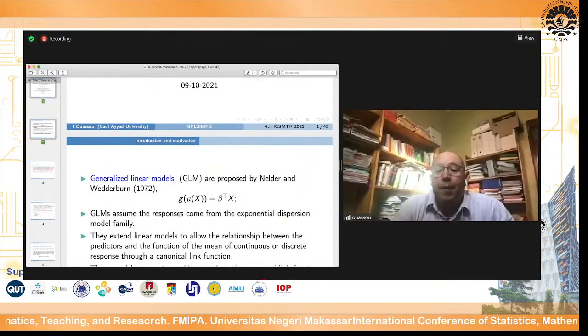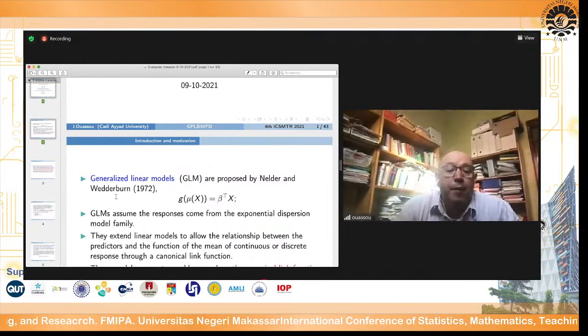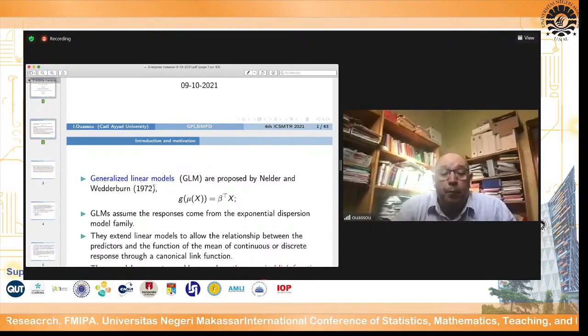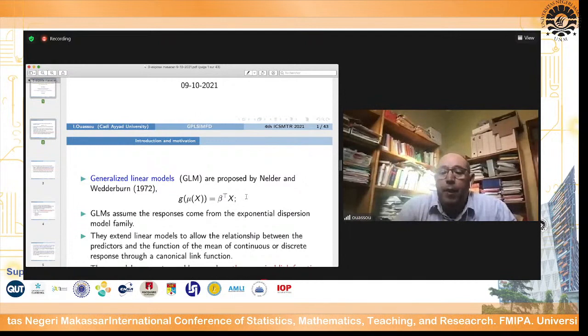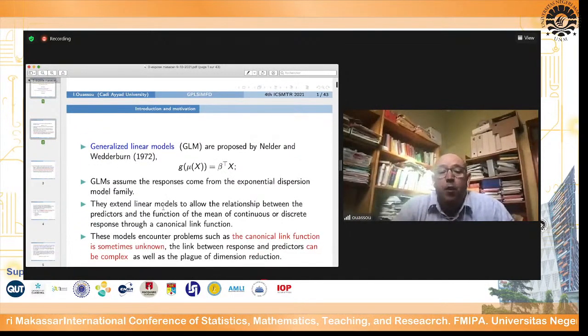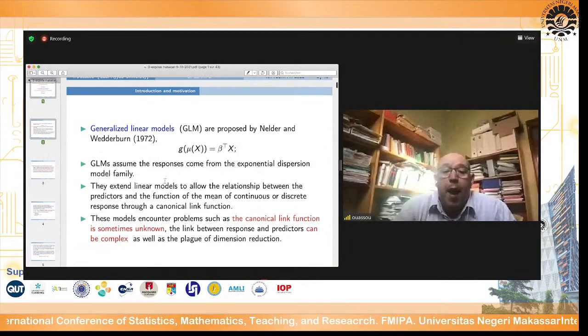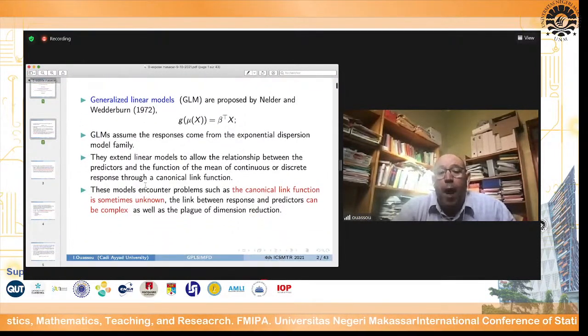The generalized linear models, noted GLM, were first proposed by Nelder and Wedderburn in 1972, in the form g(μ(X)) = βX. This model's response comes from the exponential dispersion model family, and the same authors extended the linear model to allow the relationship between the predictor and a function of the mean of a continuous or discrete response, through a canonical link function.